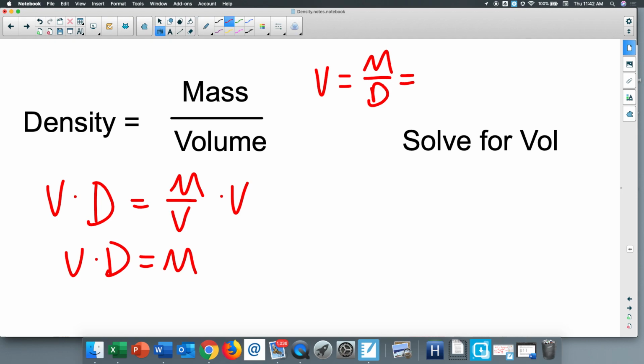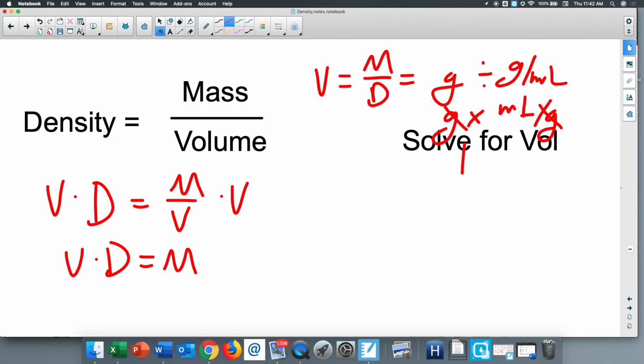If you look at that in terms of units, that's grams divided by grams per milliliter. That's grams times milliliters per gram, which leaves me with just milliliters. So the equation that you want to write down in your notebook is this one, V equals M over D.